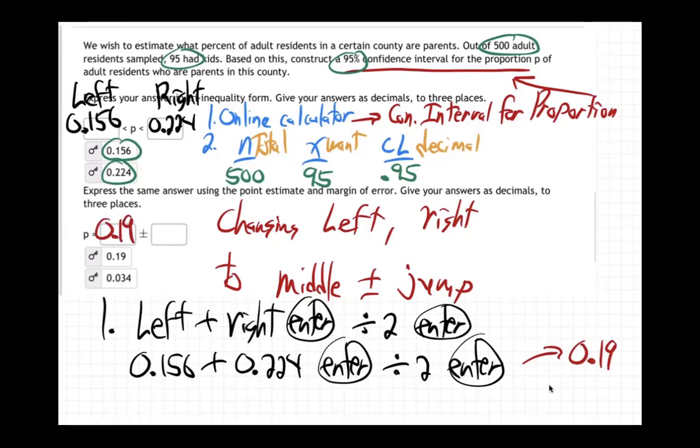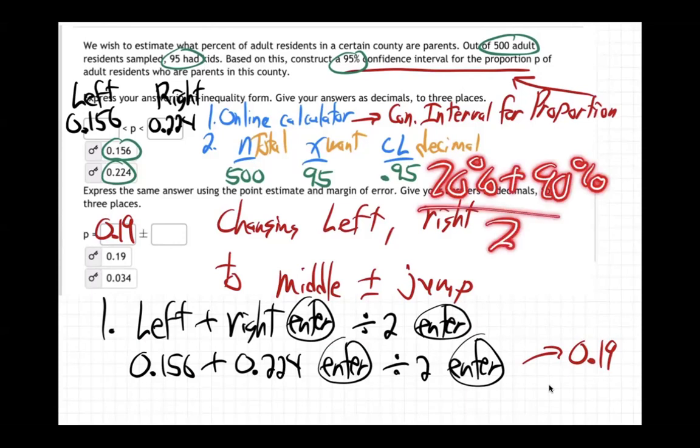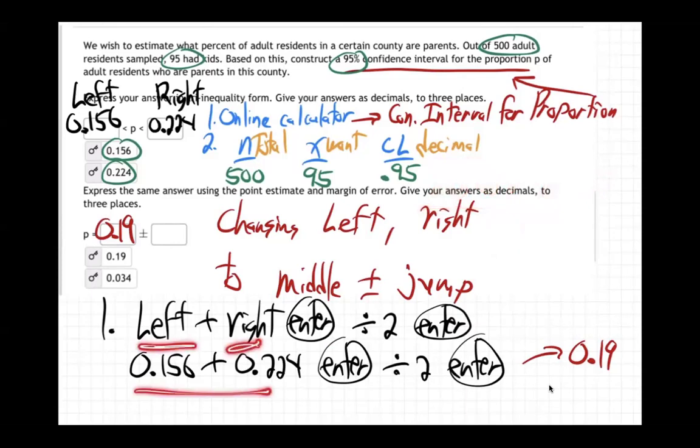And what that is, that's the middle, that's the average. You know how to average numbers, right? Like if you got a 70% on an exam and a 90, how would you find your average? You would add them and divide by 2, right? That would give you the middle. Middle of 70 and 90 is 80. That's what we just did. We found the middle of the left and the right by adding them and then dividing by 2, 0.19. So that's the middle number.